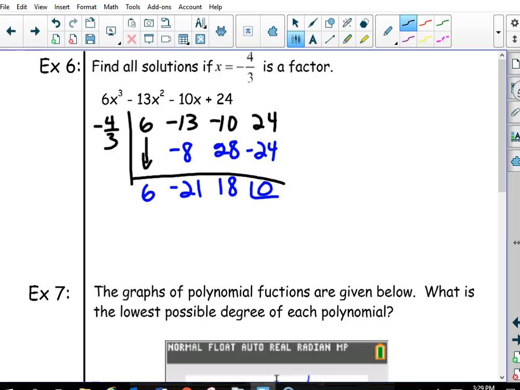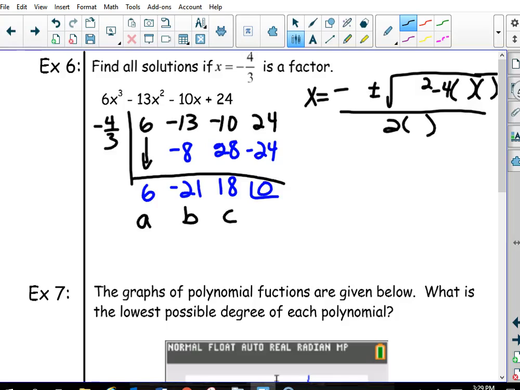And now I have A, B, and C. Well, that's 6x squared. I don't even want to mess with that. I'm just going to set up the quadratic formula. Negative 21. We get negative 21 squared minus 4 times A, which is 6, and C, which is 18.